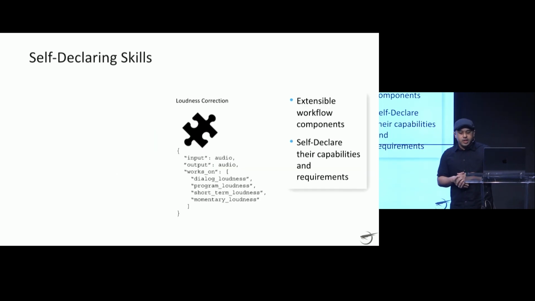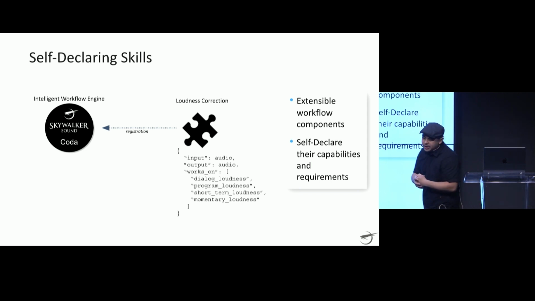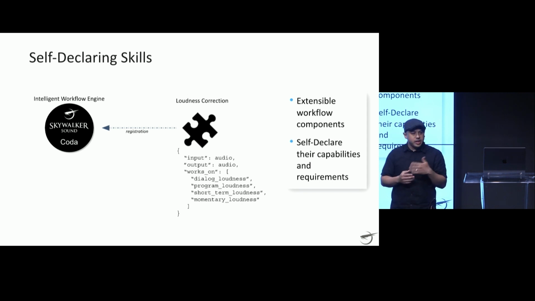So for the workflow engine to know how to arrange the skills, we have this concept of skills in Coda. Each skill represents an ability. This one is a loudness correction. We register it against Coda using a JSON API path, API document.